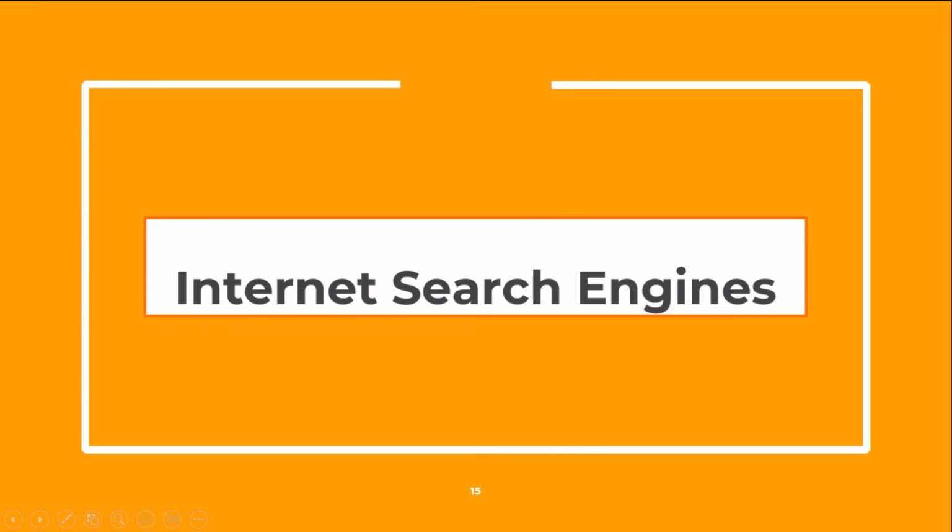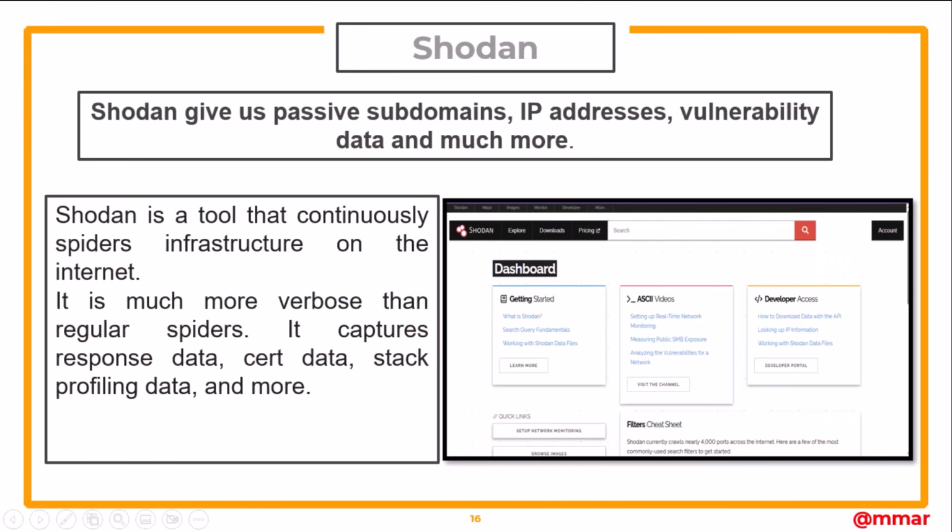Now, let's shift our focus to internet search engines. Let's talk about one of the most powerful tools in any hacker's arsenal, Shodan. Shodan is often called the search engine for hackers. It continuously scans the entire internet on thousands of ports and saves the results. It doesn't just see what ports are open, it grabs all the response data, like banners, service versions, and SSL certificates, and makes it all searchable.